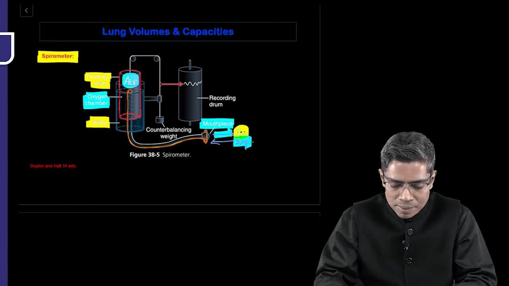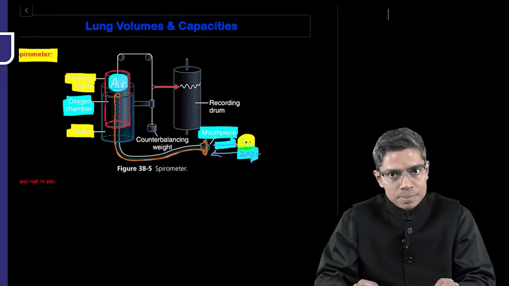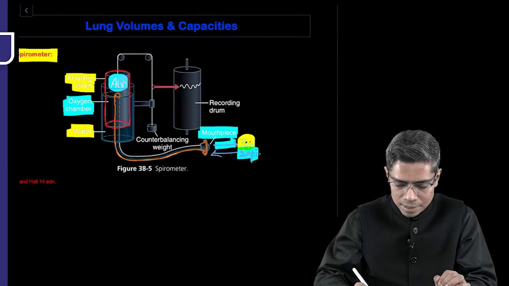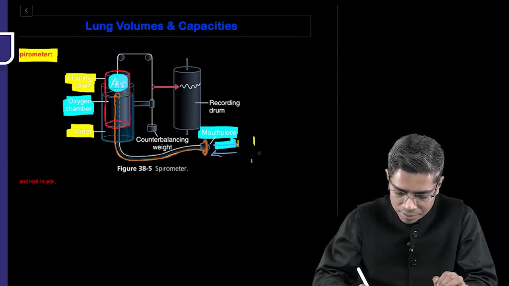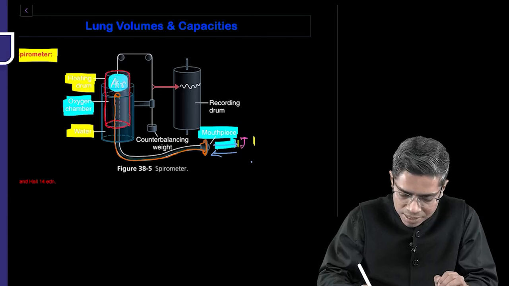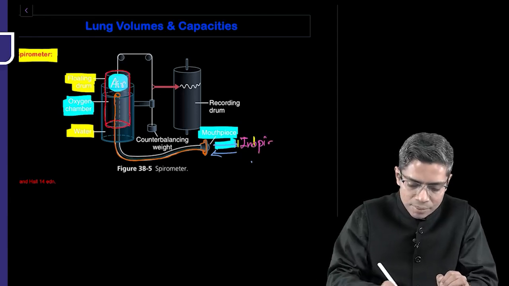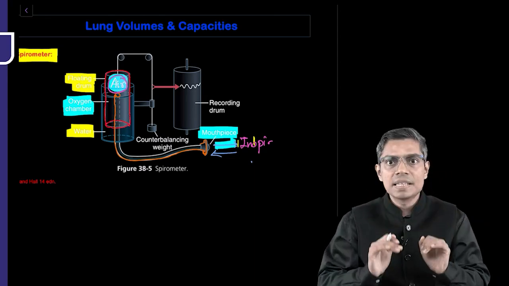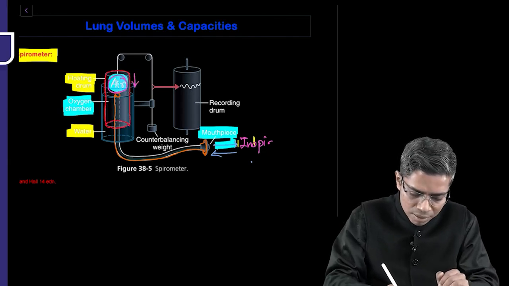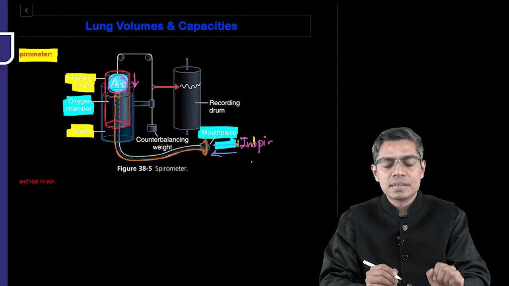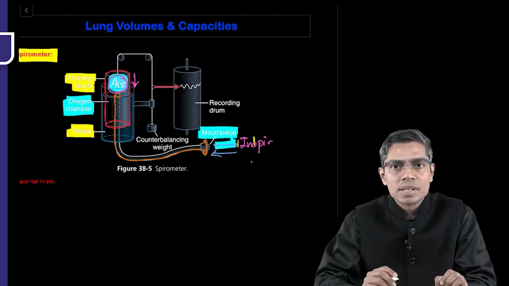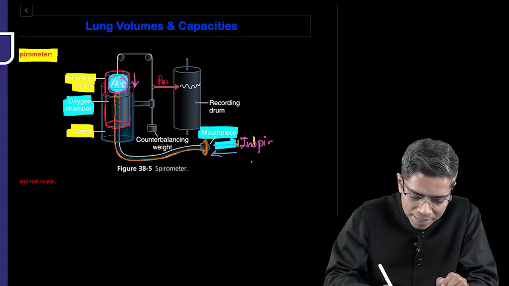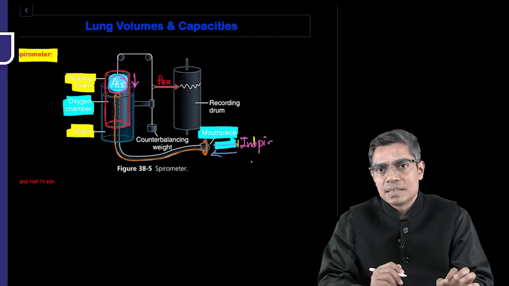Now we look at whenever the subject is doing inspiration or expiration, the drum will move up or down. See, if the subject is doing inspiration, what will happen? The subject is using the air from this drum, so the volume of the drum will be decreasing and the drum will move in the downward direction. But look at, if the drum is moving in the downward direction, what will happen to the movement of this writing pen which is connected in this system?